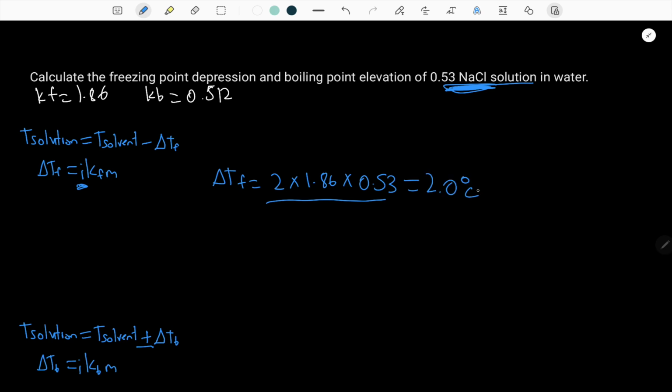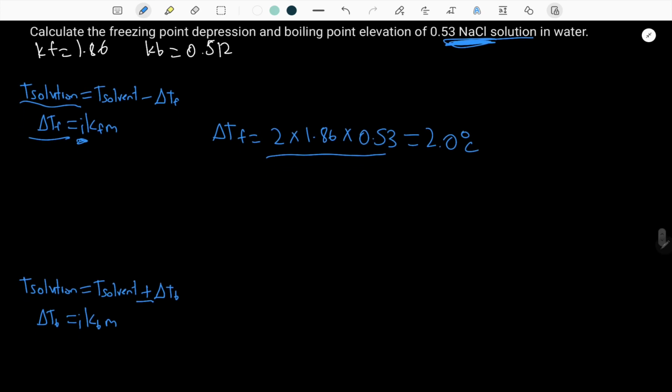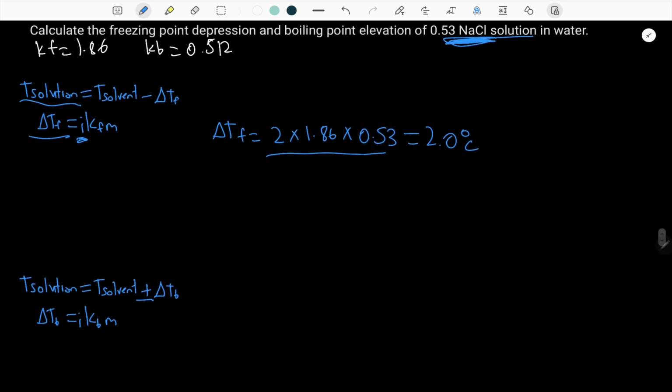You have to be very careful whether it's asking you for the freezing point depression or the final freezing point. There's a very big difference. They might ask you for T of solution, or they might ask you for delta Tf, which is the freezing point depression. For boiling, it's the same thing, but the Kb will be different here. So here's the equation, and the final answer is 0.54 Celsius, and this is the boiling point elevation.